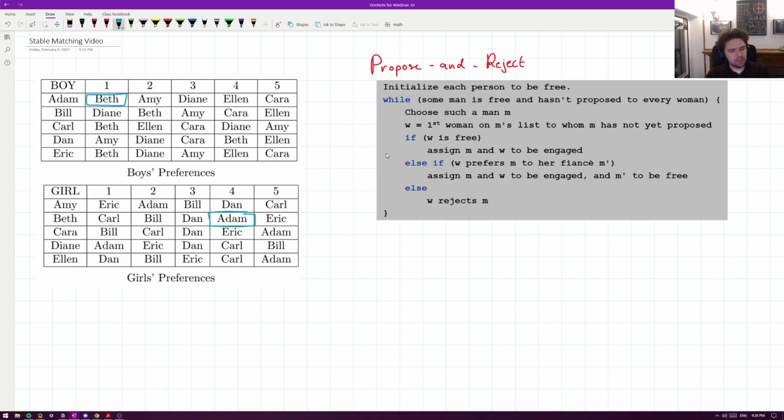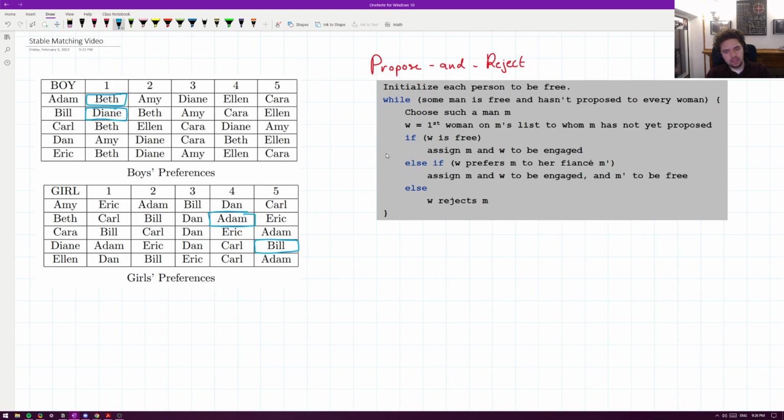Bill, same thing. Bill and Diane get together. They are now engaged. I'm highlighting in blue when they're engaged here.